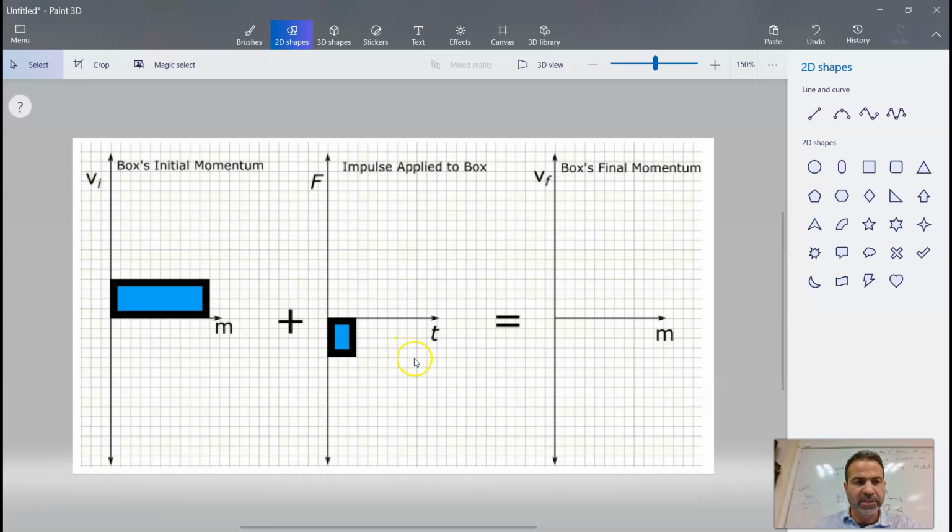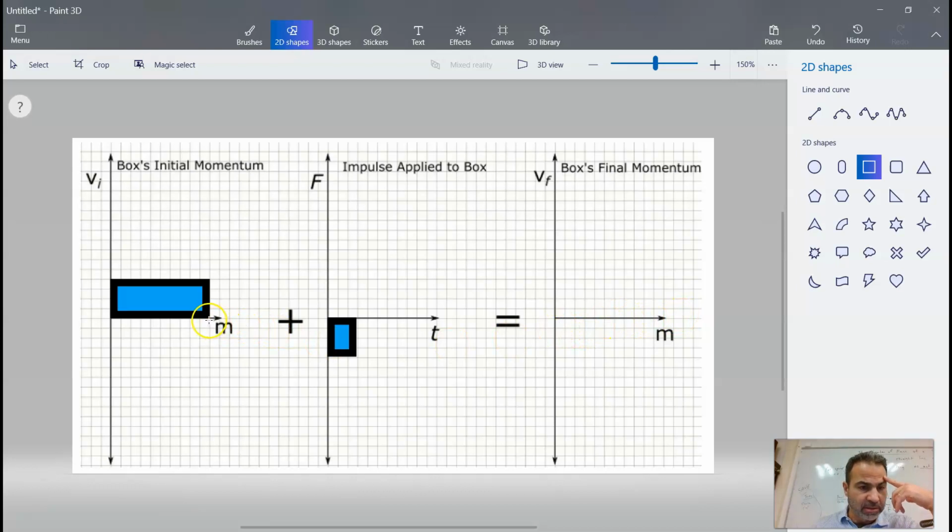Don't forget, velocity and momentum are vectors, right? And force is a vector. So this would be a crash in the opposite direction, slowing it down. Well, this is 40 units, and this is 12 units because it's a 3 by 4 rectangle. 40 plus negative 12 is 28. So the final momentum would have to be 28.